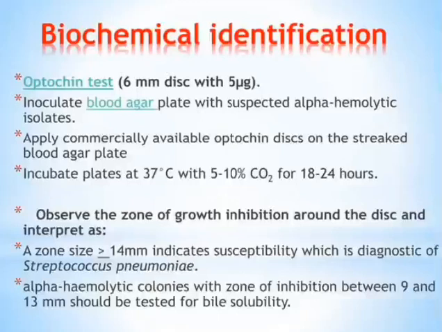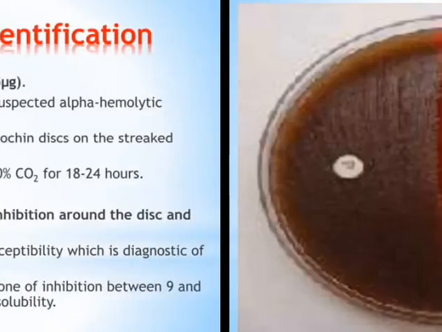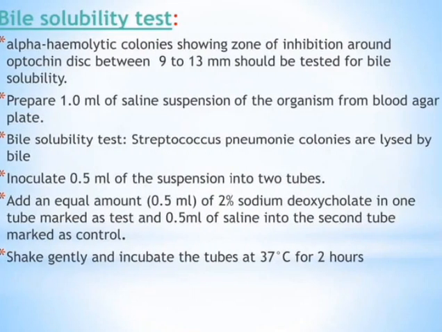Observe the zone of growth inhibition around the disc and interpret. A zone size greater than 14 mm indicates susceptibility, which is diagnostic of Streptococcus pneumoniae. Alpha hemolytic colonies with a zone of inhibition between 9 and 13 mm should be tested for bile solubility.